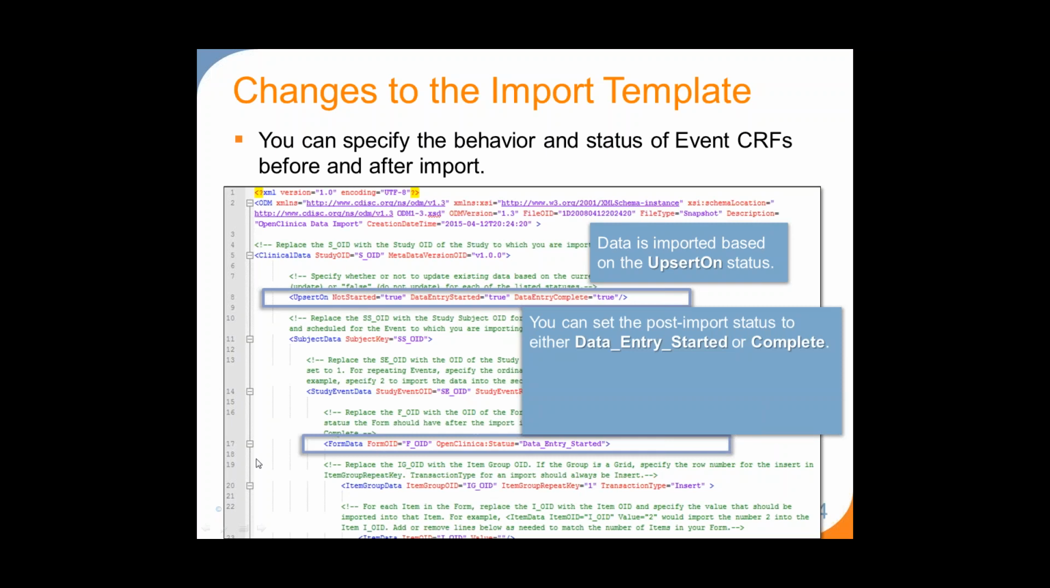We have also set a form OpenClinica status tag, and you can set the post-import status to either data entry started or complete. This is a linear one-way street. You cannot set something that is in a state of complete back to data entry started. You can only go from data entry started to complete, but it gives you the option to leave it in either of those states.